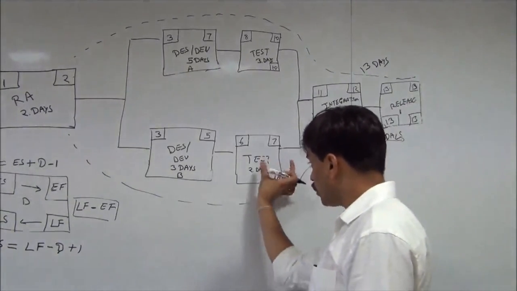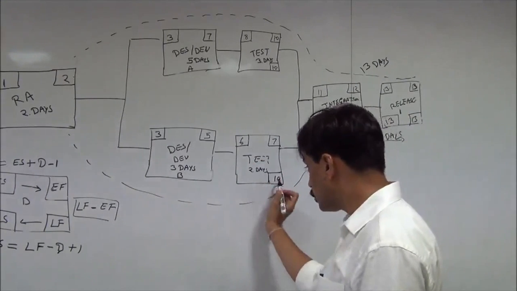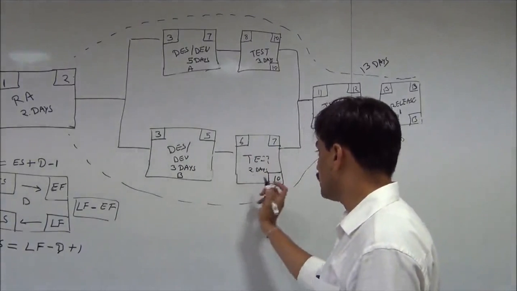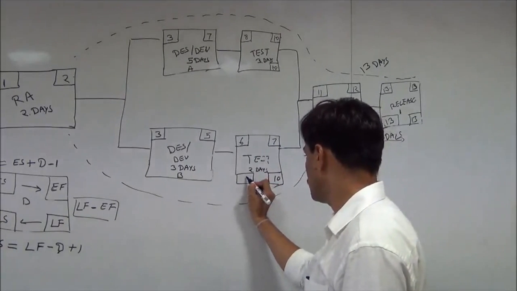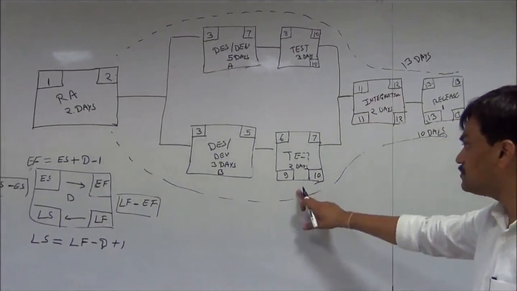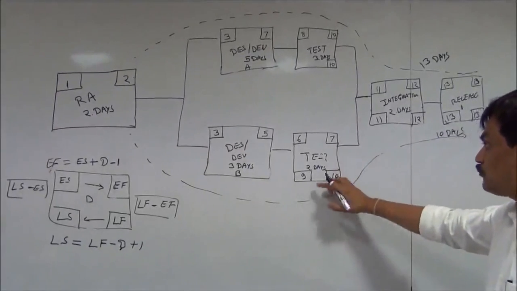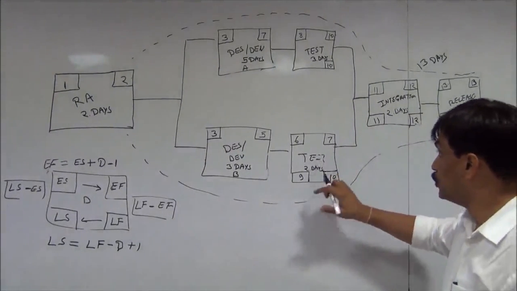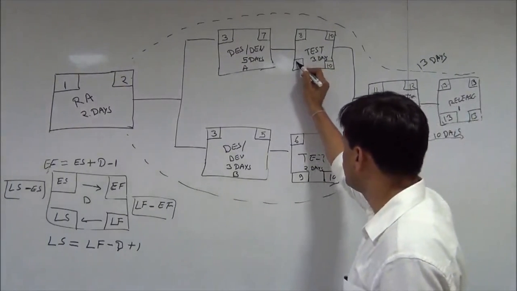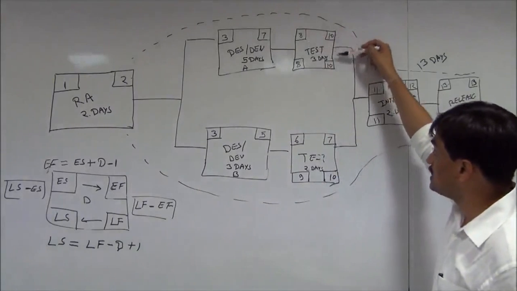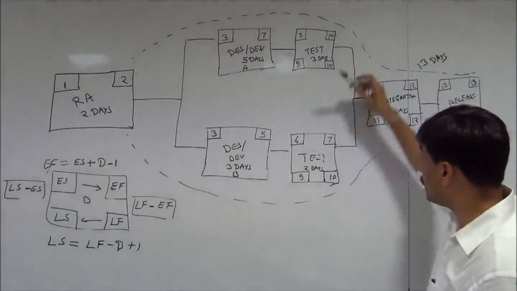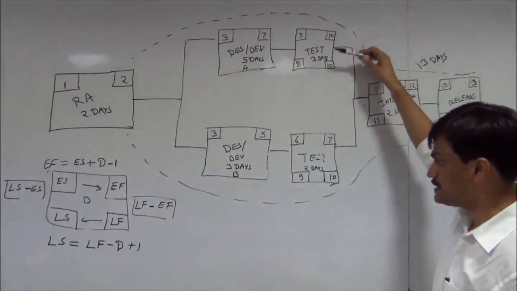Now late start for testing of module B is calculated 10 minus 2 plus 1, which would be 8 plus 1, nine. So 9 becomes the late start for activity test module B. Here 10 minus 3, 7 plus 1, 8. See, you can see that both are coming the same. It represents this path is the critical path, which we also identified initially, but it is also getting proved since we do not have slack here.